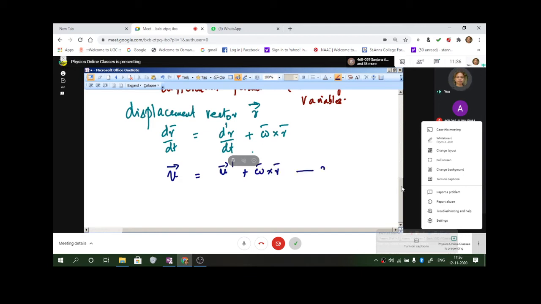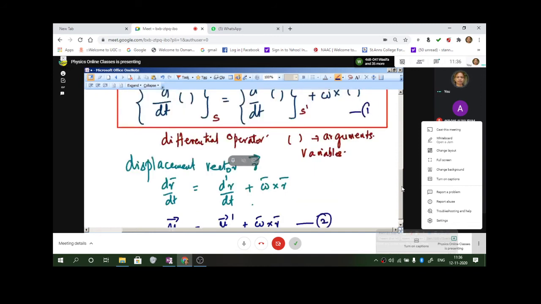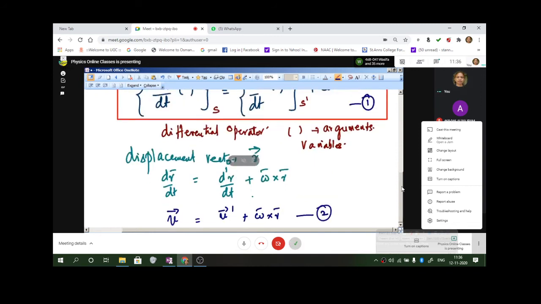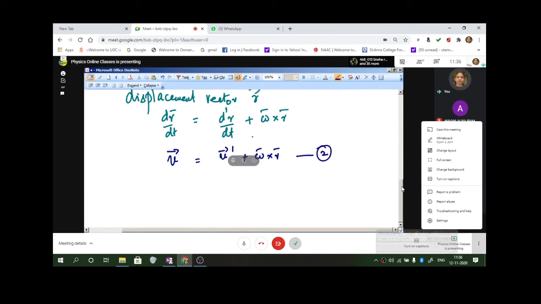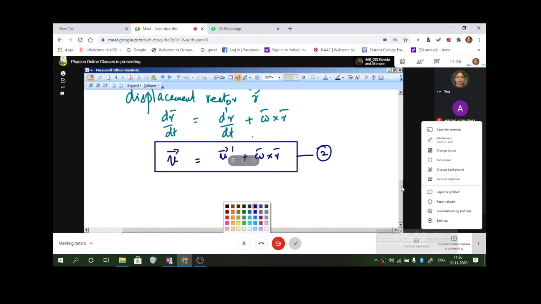So let's call this equation number 2, and your first equation is this. Is it understandable? I am just taking dr/dt is V, no? So therefore I am using that relation, where V is the velocity in S, and V' is the velocity in S prime.